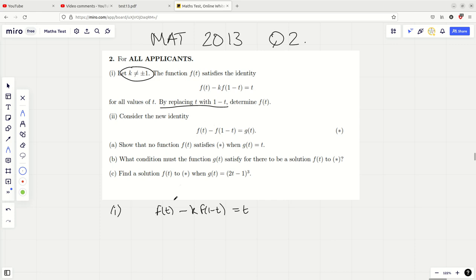But let's just replace t with 1 minus t. We have to do that throughout the whole thing, and we get f of 1 minus t minus k times f of 1 minus 1 minus t. It's the t which is swapped for a 1 minus t throughout. And you can do that with any function, really. That's what's so convenient about function notation. It's really easy to show when you're making a substitution within the function, and you're always allowed to do that. The principle of substitution in maths is a really powerful idea.